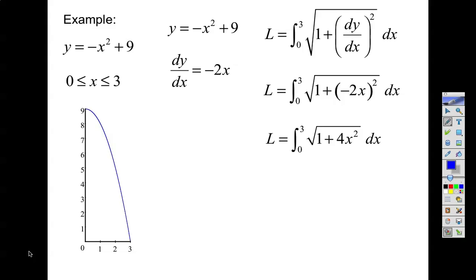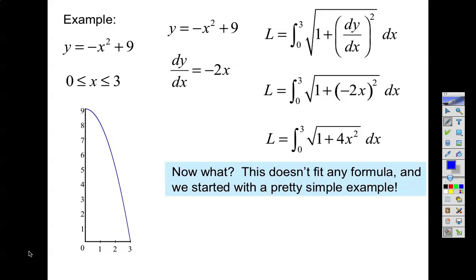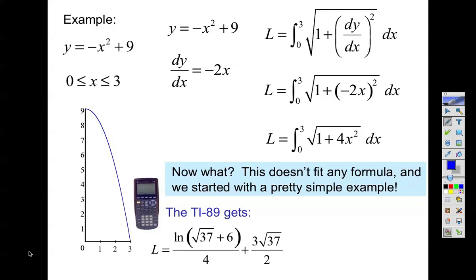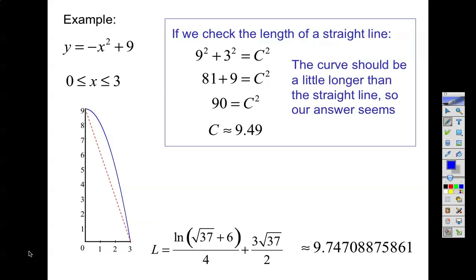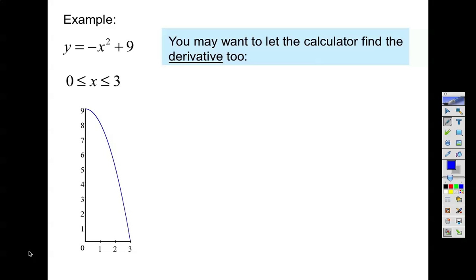I really think that's all. Oh, one other thing. I kind of want you to type this in just for the heck of it. They give one more example here. You can see it's a few years old. It's got the TI-89 stuff in it. Oh, and then they check this. That's kind of interesting. They take a straight line, that red line there, and do a Pythagorean theorem and see it's about 9.49. And sure enough, the blue length is a little more. 9.74 would be a little longer. Okay, makes sense.